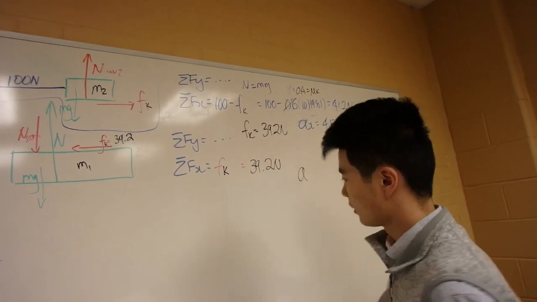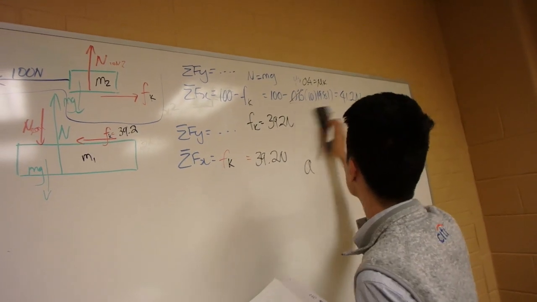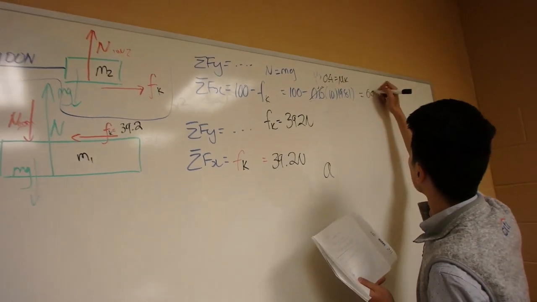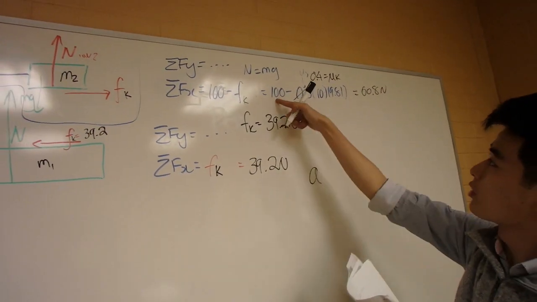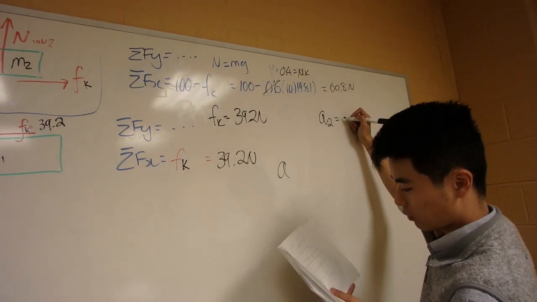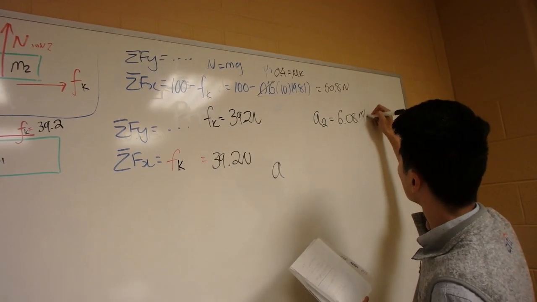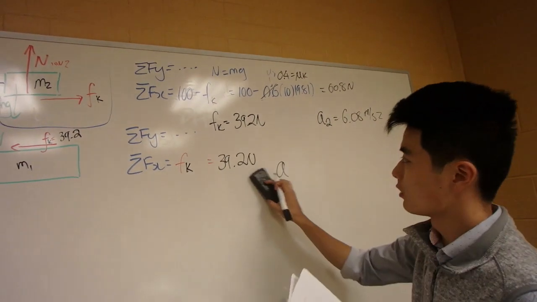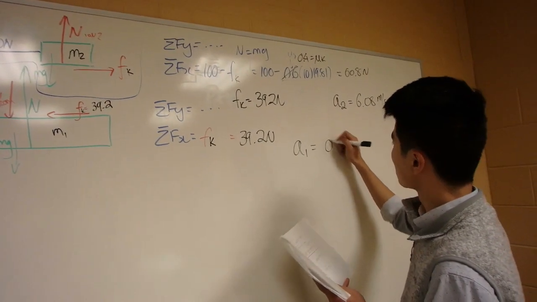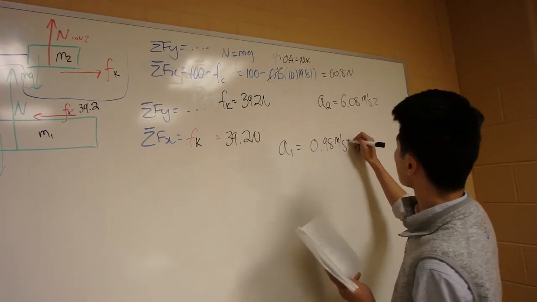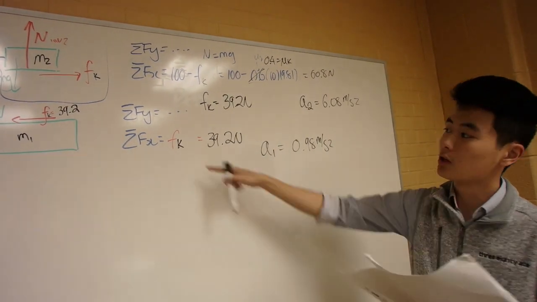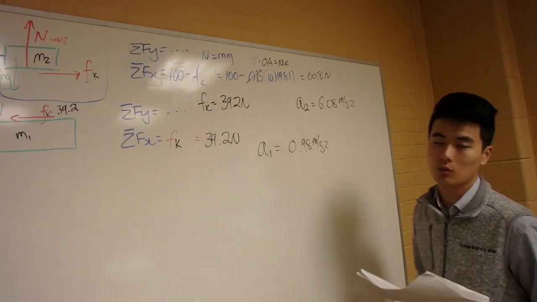So the accelerations of the two objects both change. The net force on the top object is now 60.8 newtons forward, so it's about 100 minus 39. And the acceleration of the top block, a2, is equal to 6.08 meters per second squared. For the bottom block, the net force is 39.2 newtons leftwards, or forwards, so the acceleration of M1 is going to be 0.98 meters per second squared. Just as we expected, the top block accelerates more and faster than the bottom block. There's slippage occurring, so we use kinetic friction, and these are the accelerations we're left with.